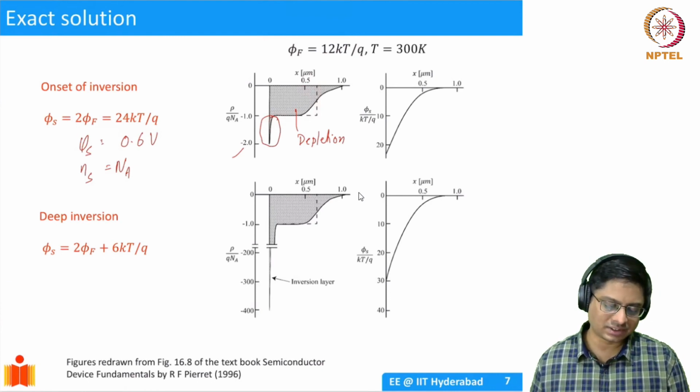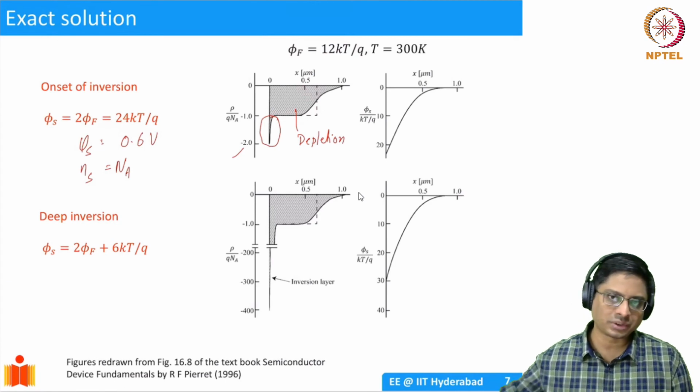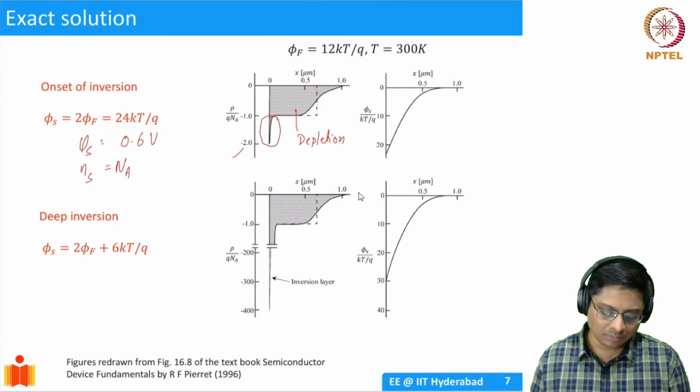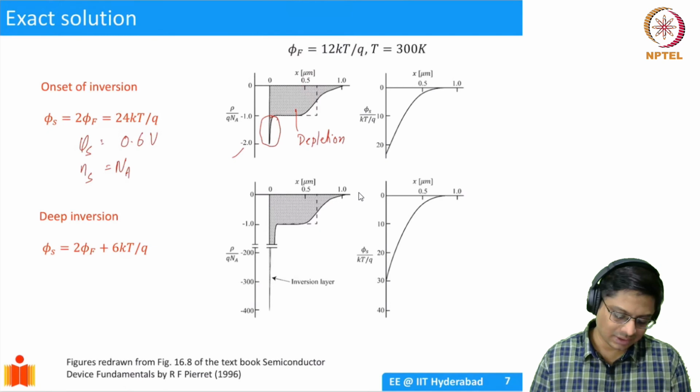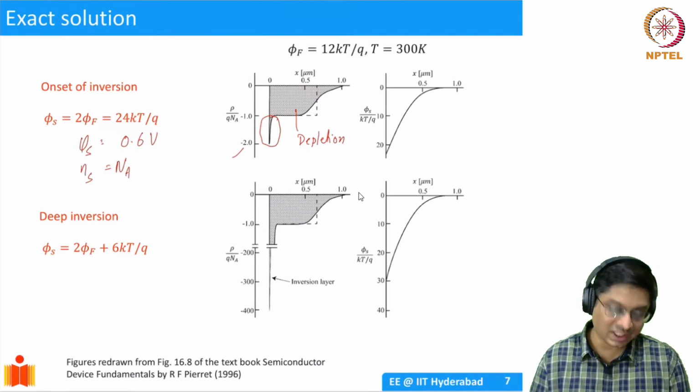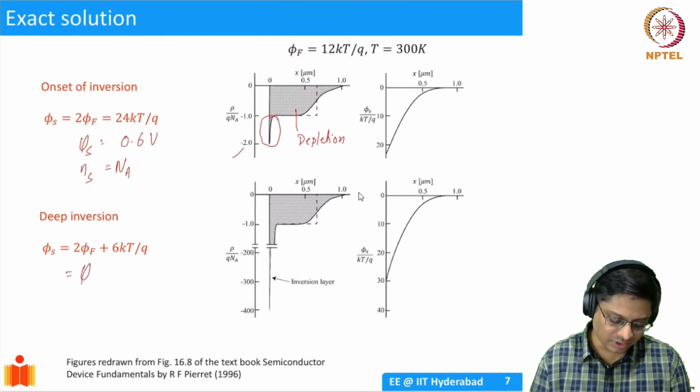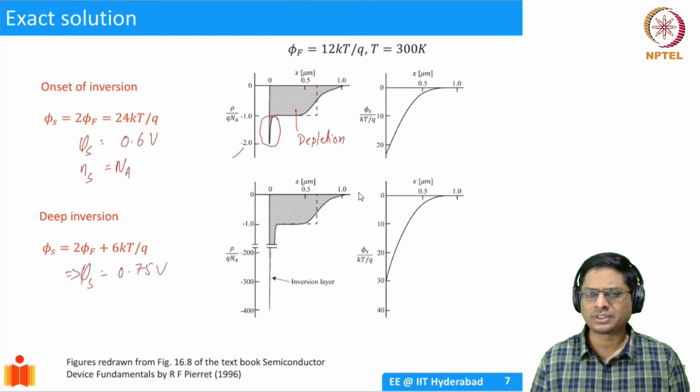Because we have increased the gate voltage, the depletion region is going to expand. But once we do that, you add now another deep inversion. Essentially, you add another 150 millivolts. 6 kT is 150 millivolts. So this is phi s equal to 0.75 volts. Not a lot of difference.